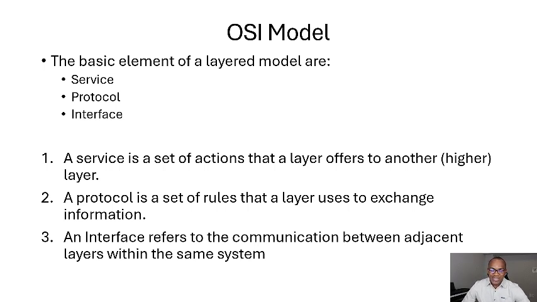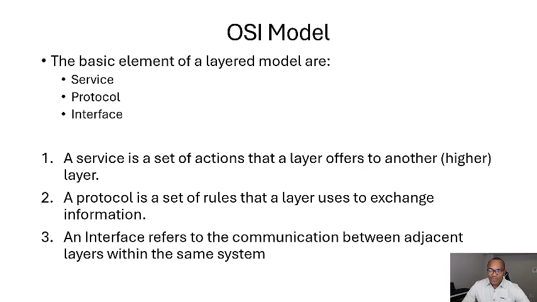First one is service. A service is just a set of actions that a layer offers to another layer. Usually a layer serves the layer above it and is served by the layer below it, and not the other way around. So for example, the network layer, which is the 3rd layer, handles the routing and addressing of data packets, which are necessary functions for the transport layer, that's layer 4, to deliver data between hosts.